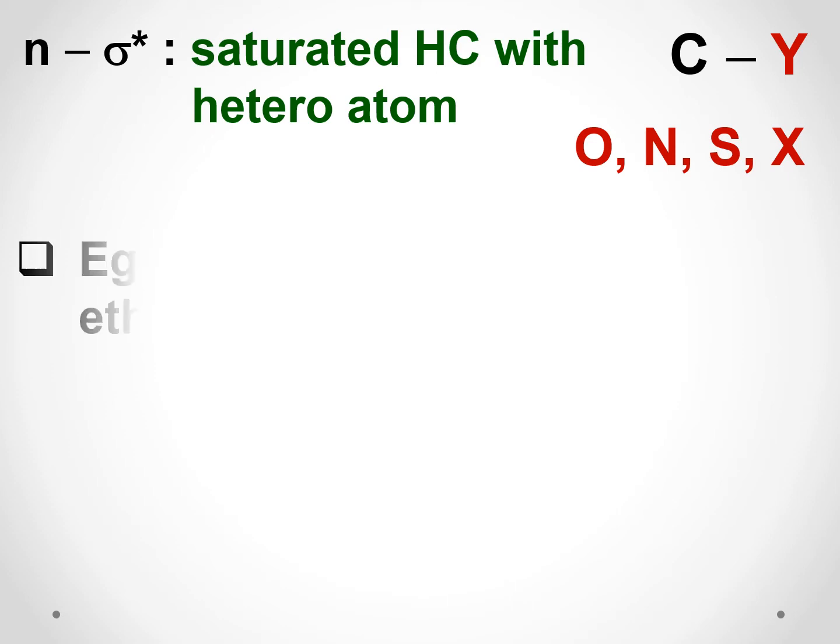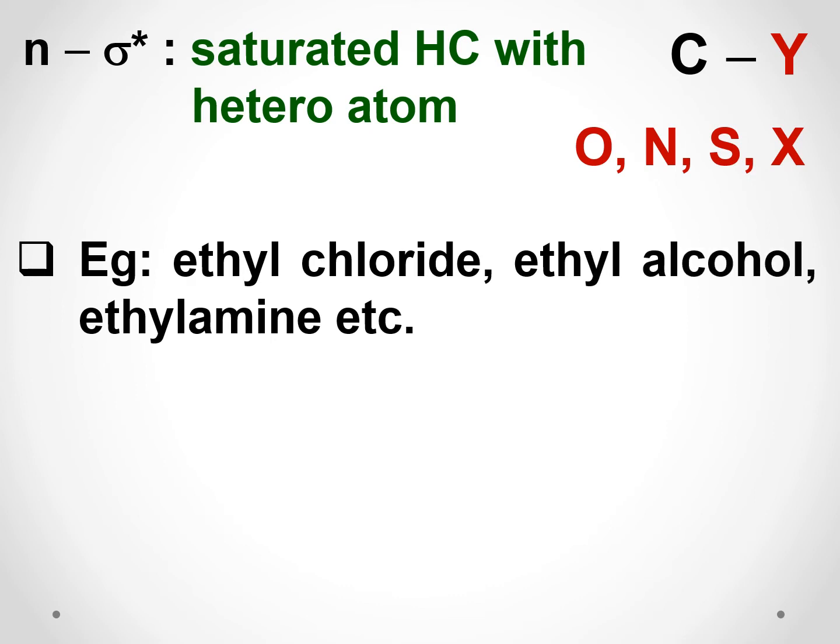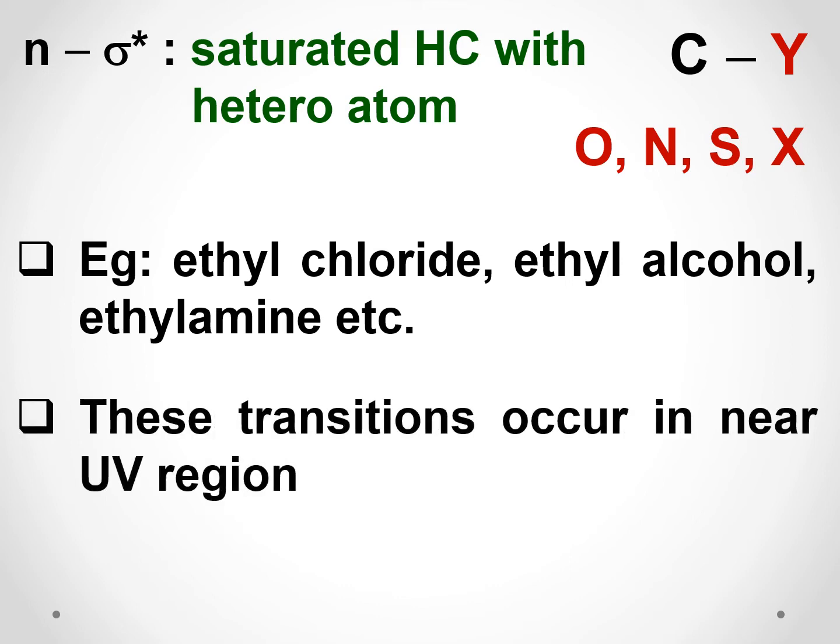For example, ethyl chloride, ethyl alcohol, ethyl amine. All these contain carbon singly bonded to heteroatoms. And these transitions also occur in the near UV region. Near UV means 200 to 400 nanometer.